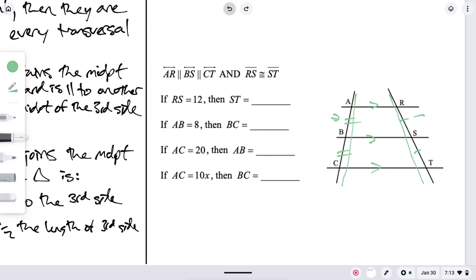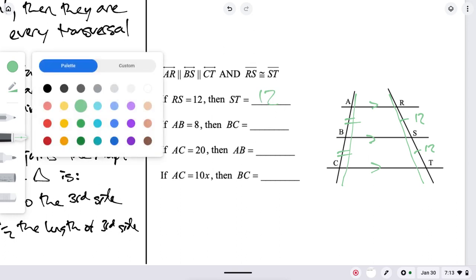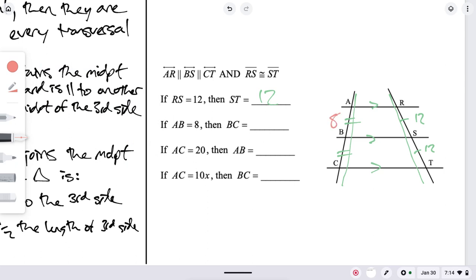And so if I get rid of some of those extraneous marks that I don't need, RS is 12, then ST would also have to be 12. Switch colors again. If AB is 8, then BC would also be 8. If AC is 20, so AC is this whole segment here, so that combined is 20, then AB would be half of that, and that'd be 10.